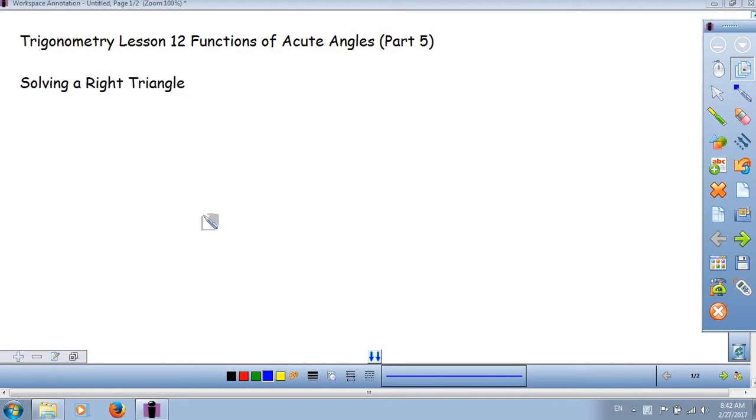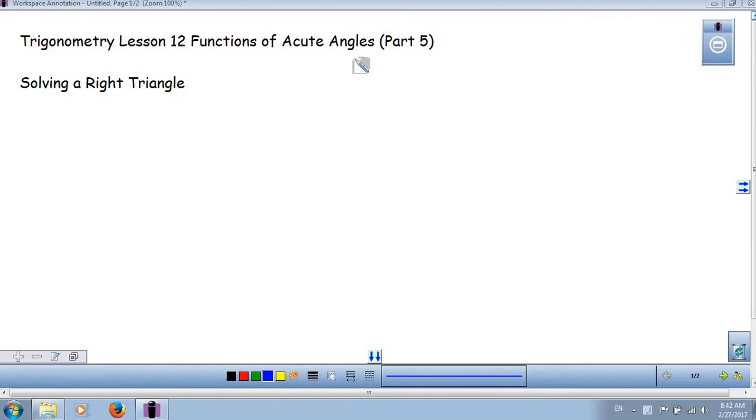This is Richard Tai. We're continuing our trigonometry lesson number 12, and we have talked about most of the conceptual ideas of how to deal with functions of acute angles. So this lesson, starting from today, we're going to talk about the application side. How are we going to use what we have learned so far?